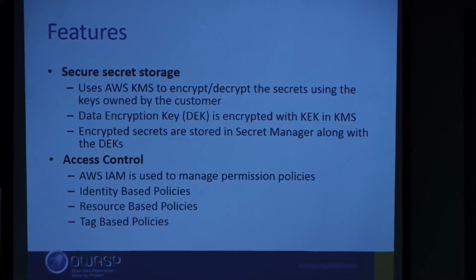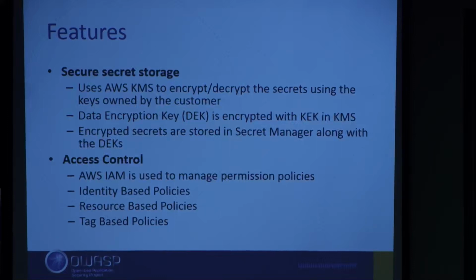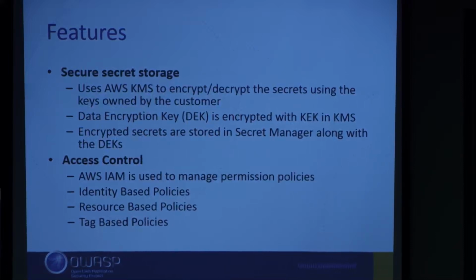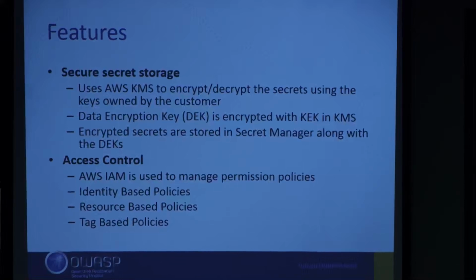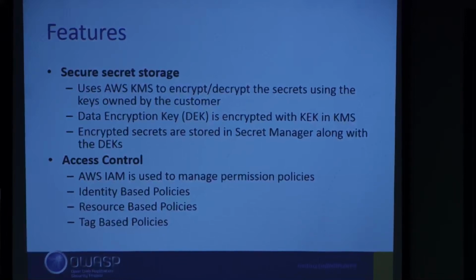In terms of access control, like all other services of AWS, it uses AWS IAM, Identity Access Management module, to manage the policies. It supports 3 types of policies. One of the very common ones used is identity-based policies, which basically means that this secret is accessible by a user who either belongs to this group or who has this particular role. You can also have the resource-based policy where you can explicitly specify that this particular secret is accessible by this person. Or you can also have a tag-based policy, an example for that could be all the secrets tagged with team 1 should be accessible to all the users who are part of group team 1. So that could be the tag-based policy.